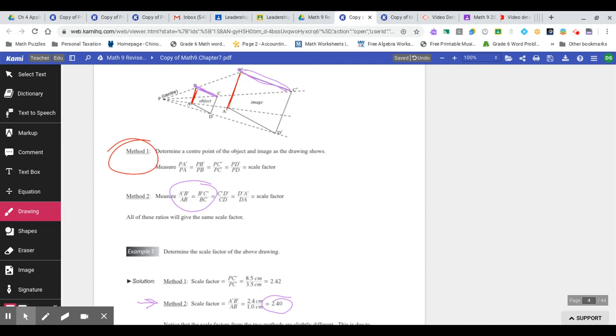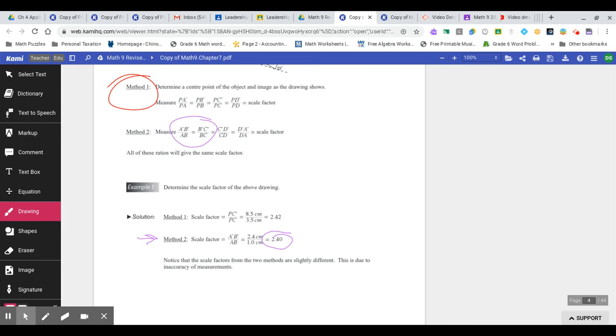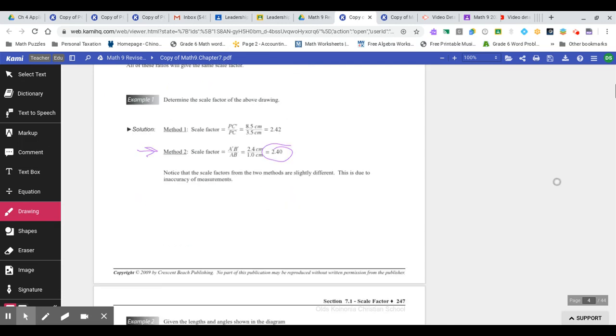I'll say that one more time. Knowing your scale factor allows you to take any measurement off of the original and multiply it by your factor to get the length of the new side. Now, notice that the scale factors from the two methods are slightly different. This is due to inaccuracy of measurements. So we have to give a little bit of room for when we use our ruler to measure. Sometimes we're not exactly perfect, but they should be very close.